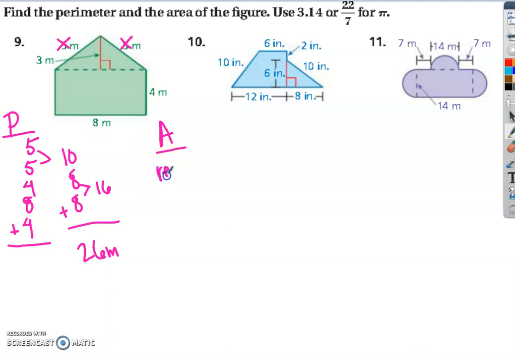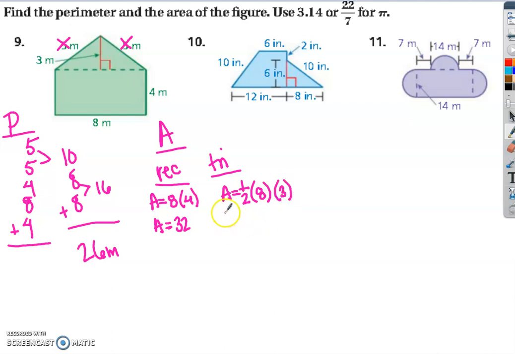So there's 2 parts. We've got the rectangular part and we've got the triangle part on top. The rectangle's area is length times width, or 8 times 4, which is 32. And the triangle's area, which is 1/2 base times height. The base is 8. The height is 3. Half of 8 is 4, and 4 times 3 is 12. Now that I have the parts, I'm going to add the parts together, and I'll get 44 square meters.